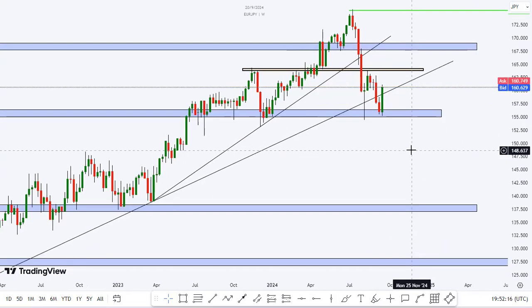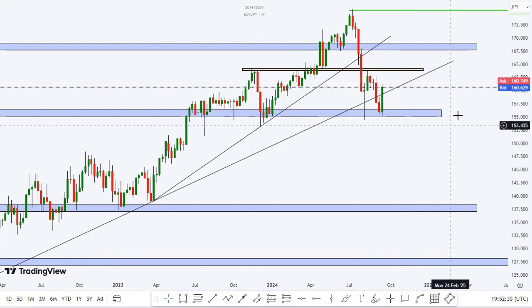All right, so this is pretty much what it is on the weekly time frame. So on a weekly time frame, in my perspective, we are still bullish on EURJPY. So we now move on to the daily time frame to see what we could get.